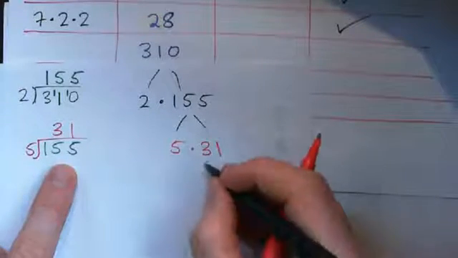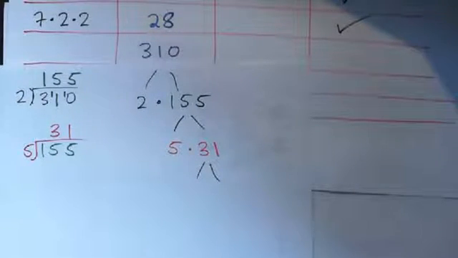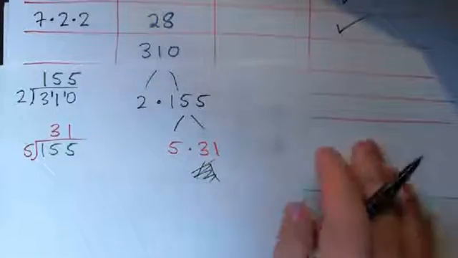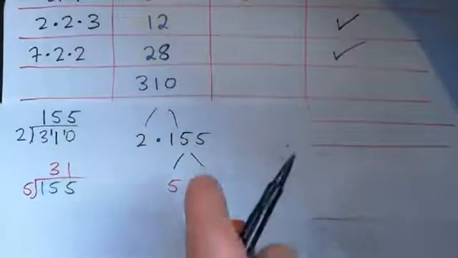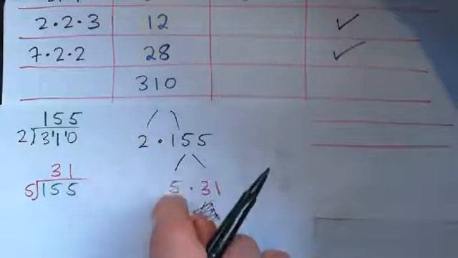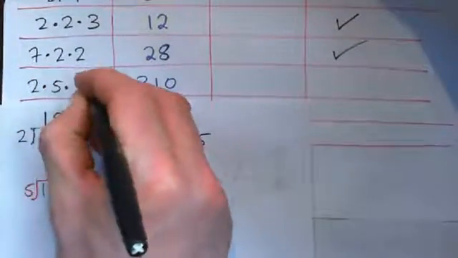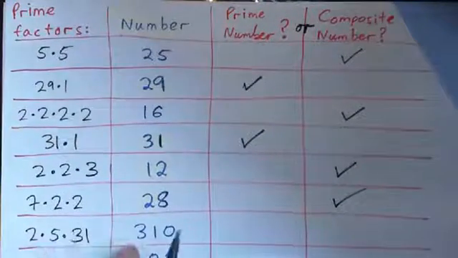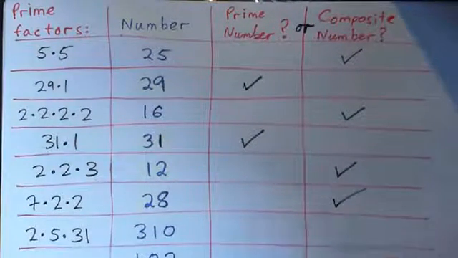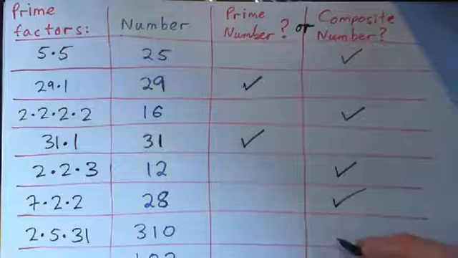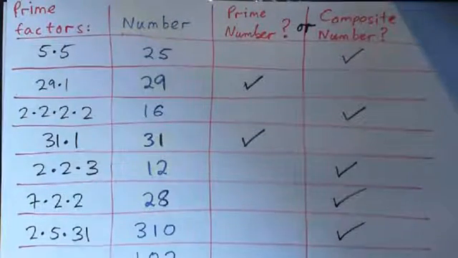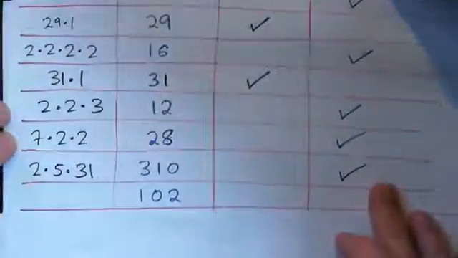And can we split 31 up? Well, we've seen that earlier, didn't we? So 31 is a prime number, so we can't split this up any further. So 310 is, in fact, 2 times 5 times 31, right? So the prime factors are 2 times 5 times 31. Is it a prime number or a composite number? Composite.